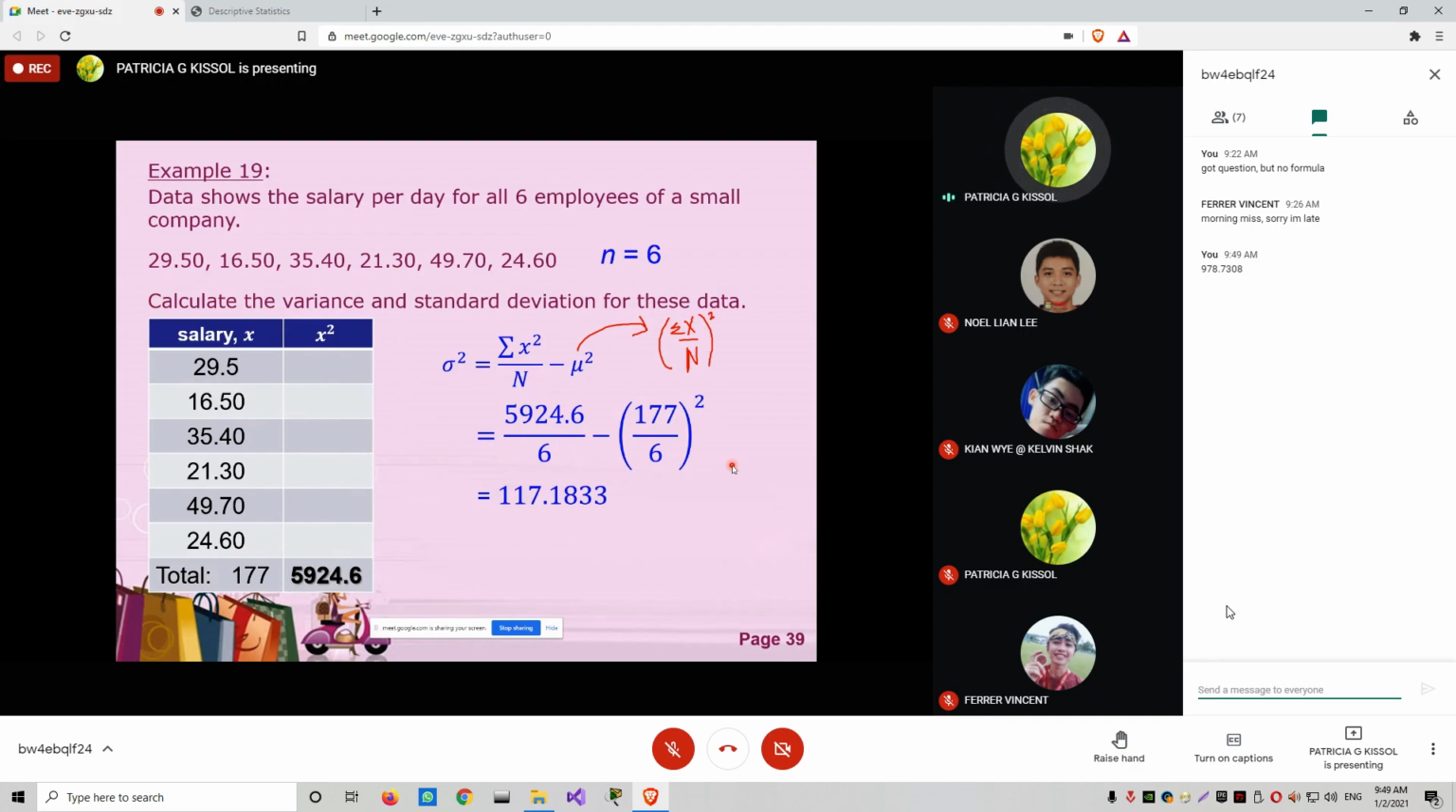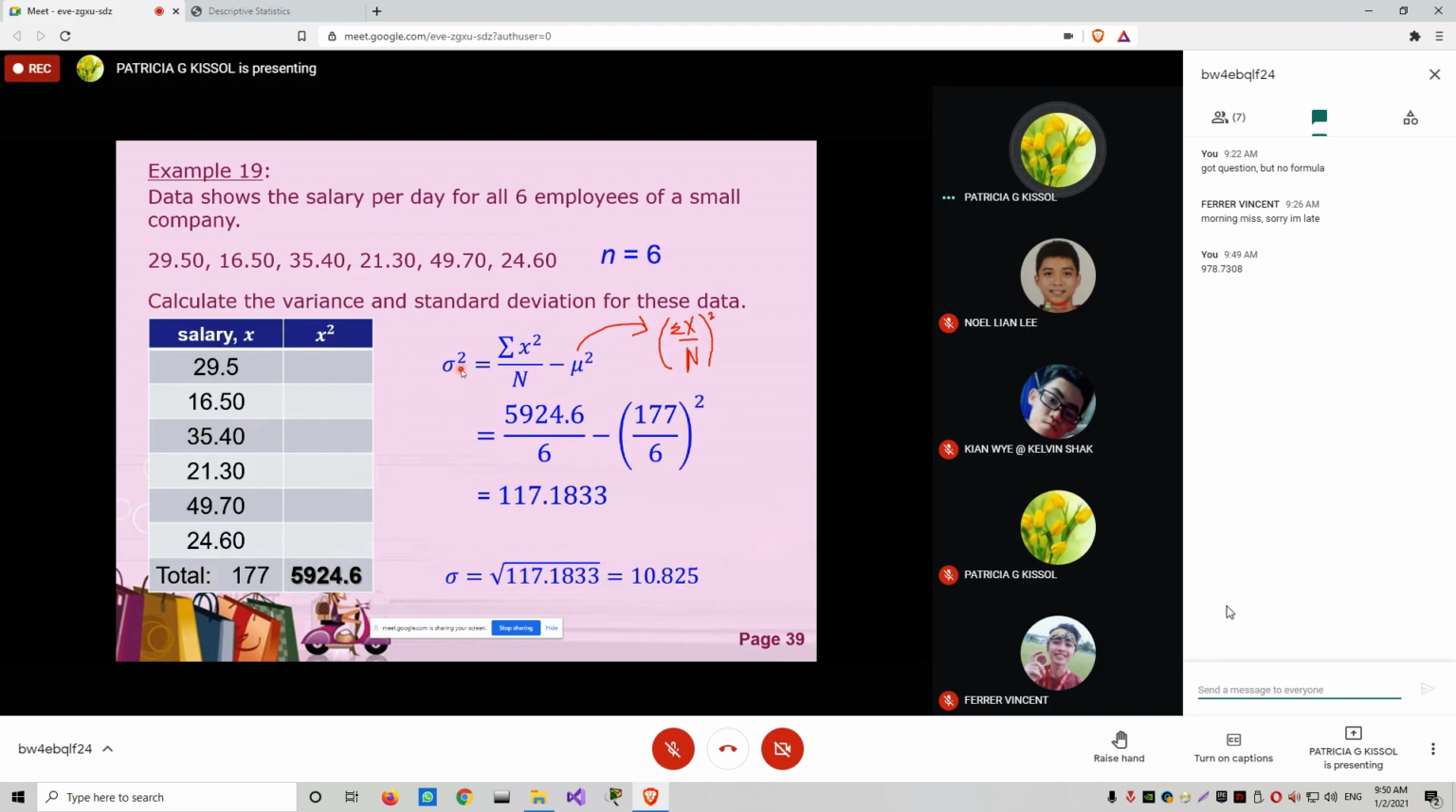Kelvin, did you try and calculate it? Oh yeah, 117.1833. Okay, so need to practice how to calculate it. If you don't practice, then, well, as long as you try now and then, you know how to calculate it. And during exam, be very careful. Double check. Now, that is the value of the variance.